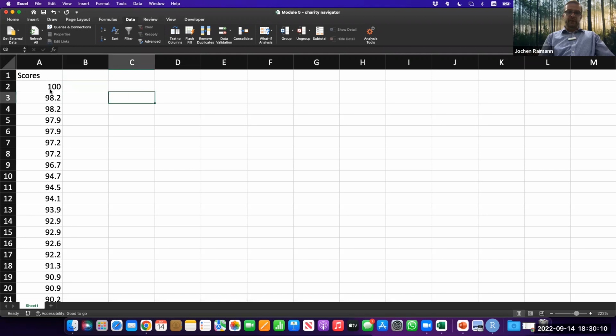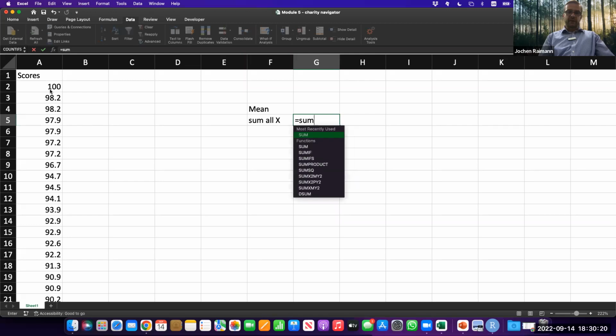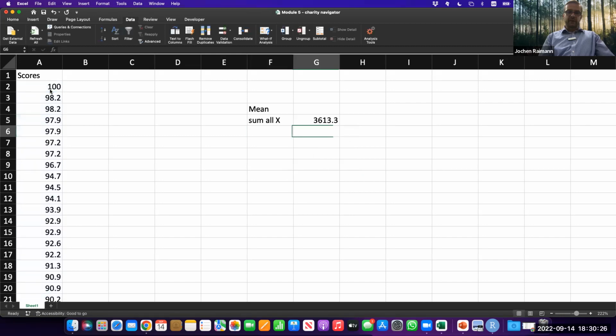Good. Arithmetic mean. We want to calculate now the mean. It's the sum of all x. This is now SUM, parentheses, A2 to A41. That's your sum.